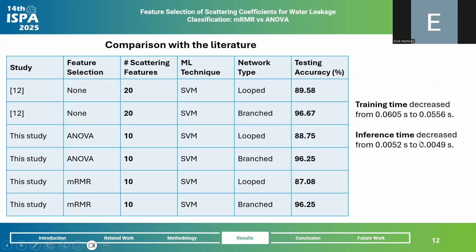Also, we noticed that we got a decrease in the training time, going from 0.65 seconds to 0.0556 seconds. And the inference time also decreased from 0.0052 seconds to 0.0049 seconds.